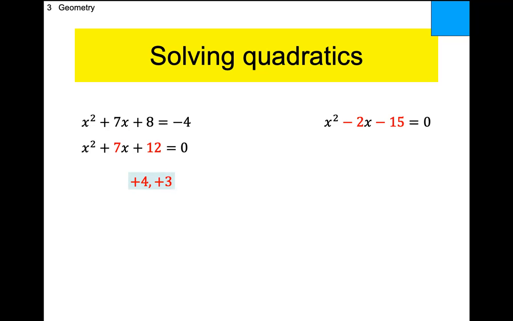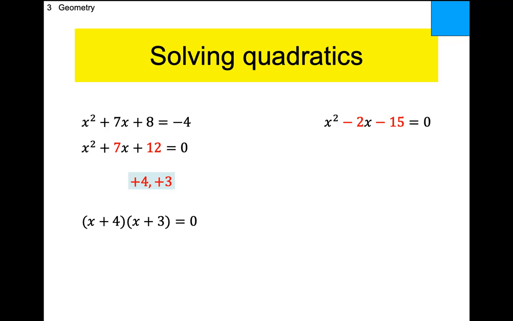Okay, the next thing you do is you write it like this. You take x and you write plus 4. You take x and you write plus 3, and you surround it by parentheses. Oh, by the way, when you multiply these two together, you get back to this.